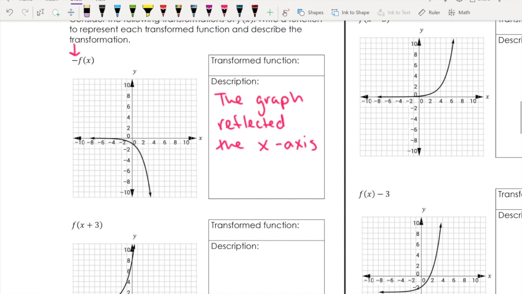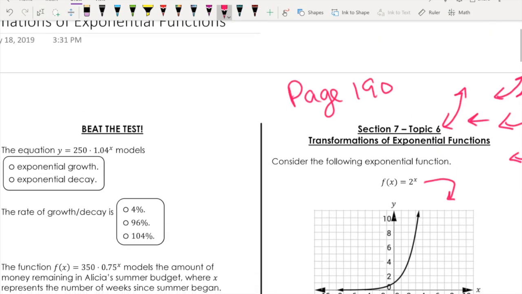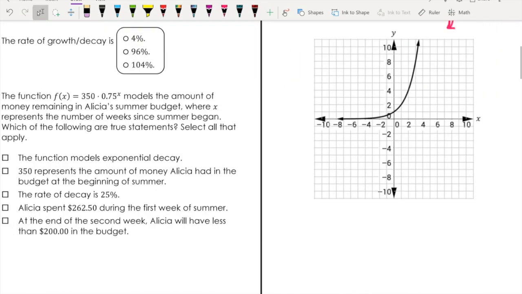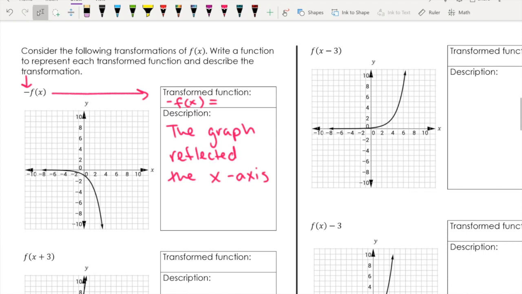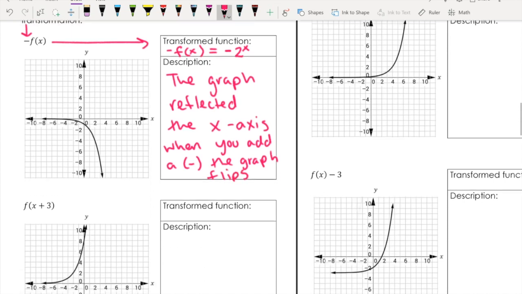So because of that, you have a negative f of x, and all that I did was grab this from here. Now, what number were we using at the top? Well, we were using 2 to the power of x. Because the graph flipped, and it will only flip if you have a negative in front, all that we did in the transformation was add a negative. And when you add a negative, the graph flips. Okay? All right, let's move on to this one.